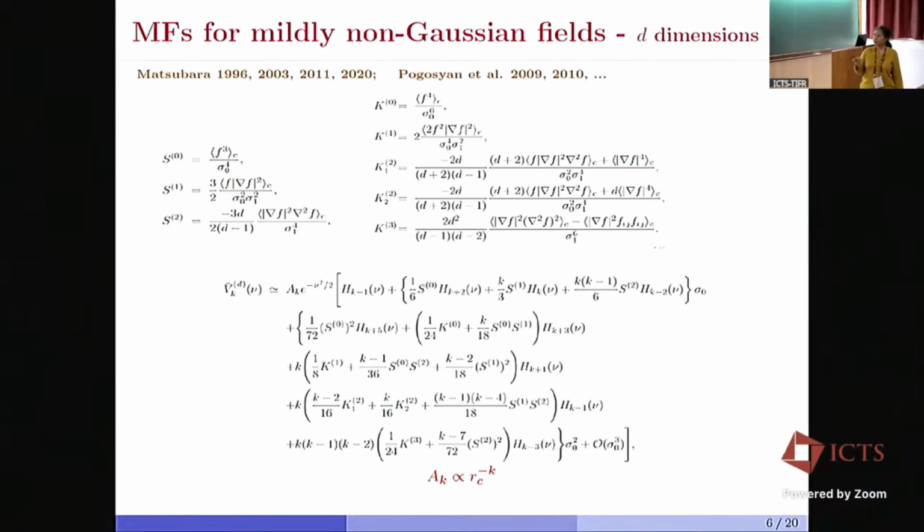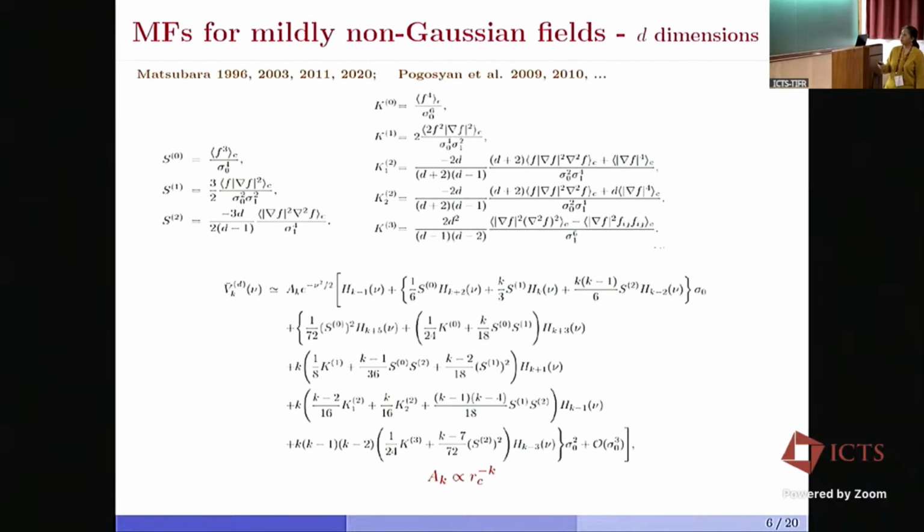Then when you go to mildly non-Gaussian deviations, you have the skewness. There are 3 skewness parameters. S0 is the usual one, and the other 2 involve the field derivatives, first and second derivatives. These are the rotationally invariant 3-point correlations that you can construct. Similarly, at the next leading order, you can have these kurtosis components involving the derivatives.